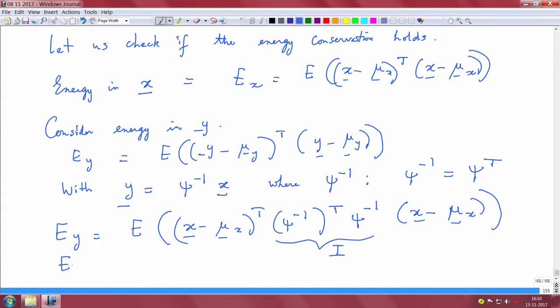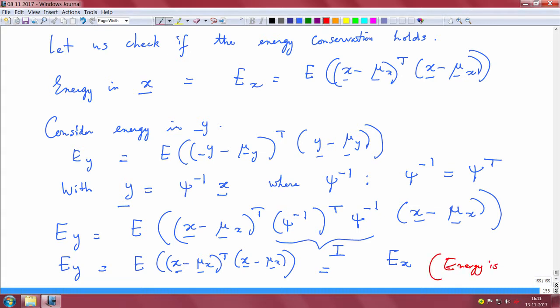So, therefore, EY is the expectation of (X minus mu X) transpose times (X minus mu X), and this is basically EX, and the implication of the statement is energy is conserved. So, this is a very important property that you have to bear in mind.